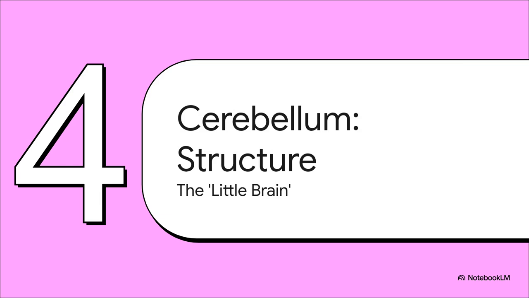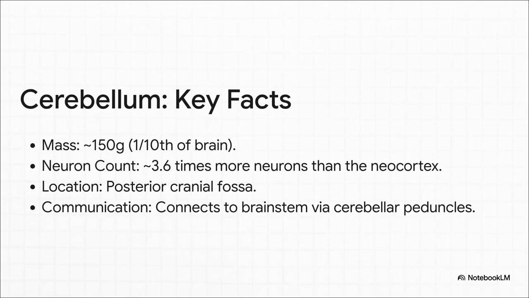With the spinal cord covered, we're now going to ascend up to the cerebellum. This structure sits at the back of the brain, and it's basically the master center for coordination and balance. Now don't let its size fool you. The cerebellum only weighs about 150 grams, but it is incredibly dense with neurons. Get this, it contains roughly 3.6 times more neurons than the entire neocortex. It's located in the posterior cranial fossa, right behind the brainstem, and it communicates with the brainstem through 3 massive nerve bundles called the cerebellar peduncles.